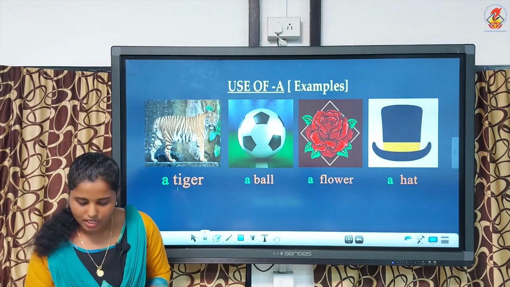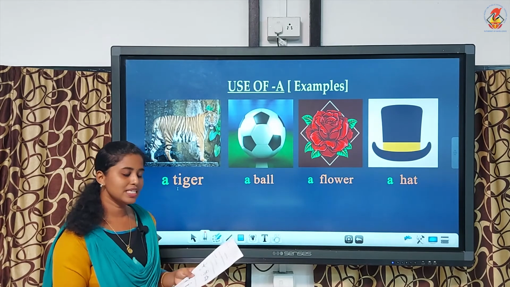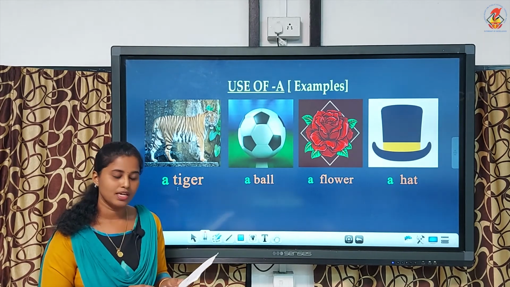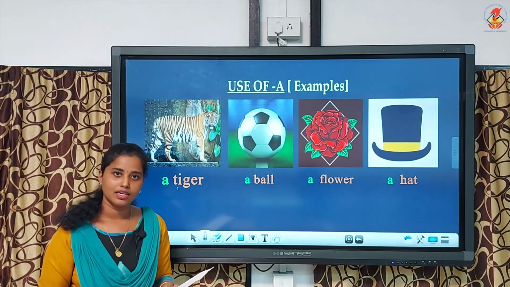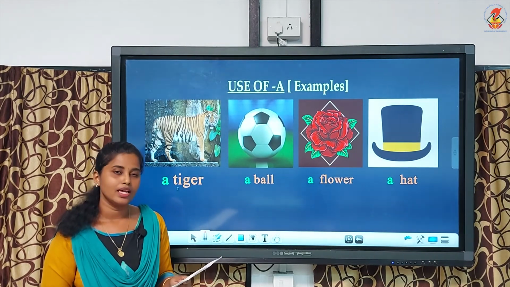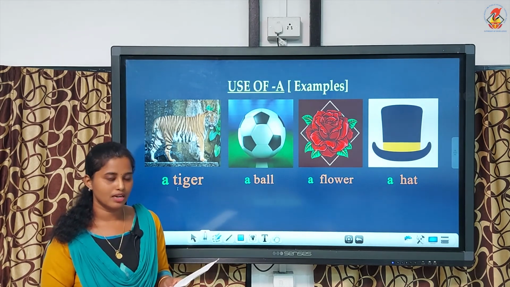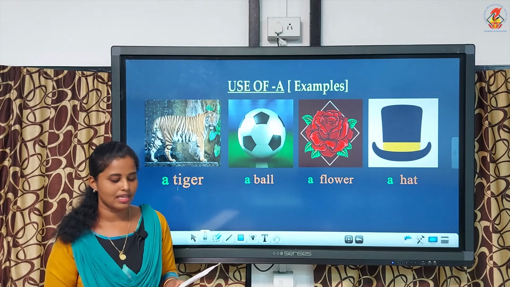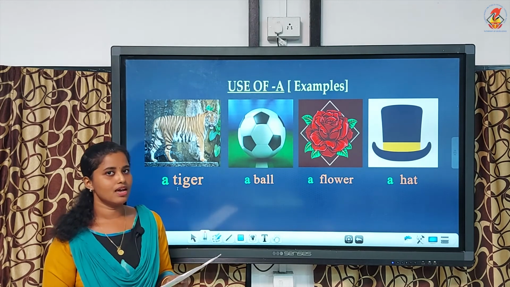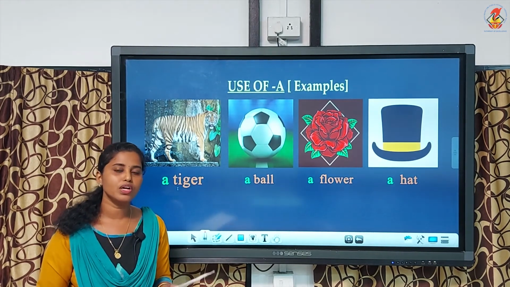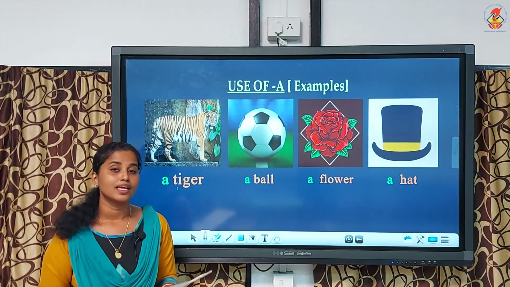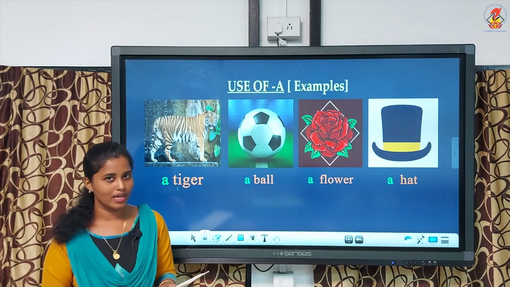In your worksheet page 19 you can see three more examples given: a fan, a table, a car. Here in fan, F is a consonant letter. And the next picture, a table. Here T is a consonant. And the last picture, a car, and the letter C is a consonant. And before a consonant sound, you should write which article? Yes, the article a.